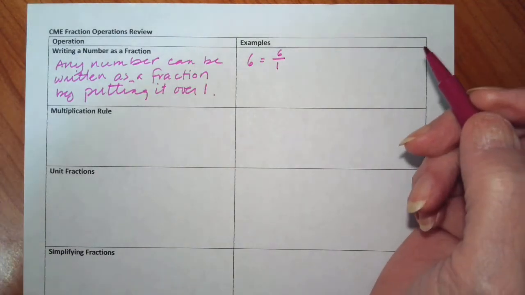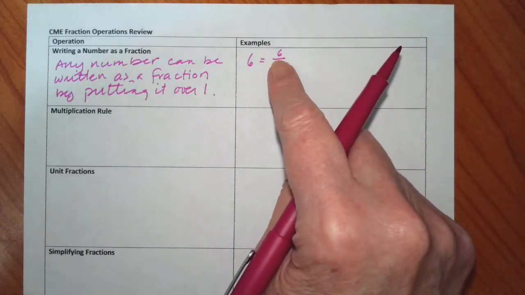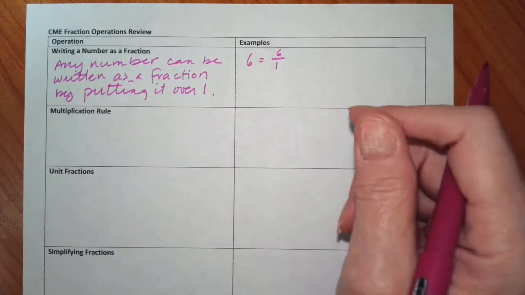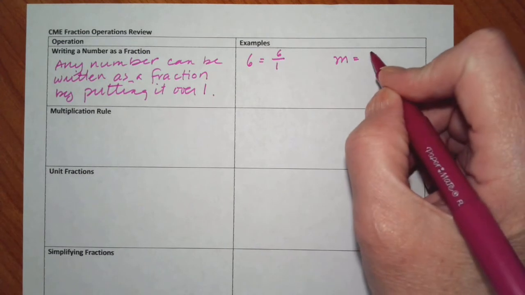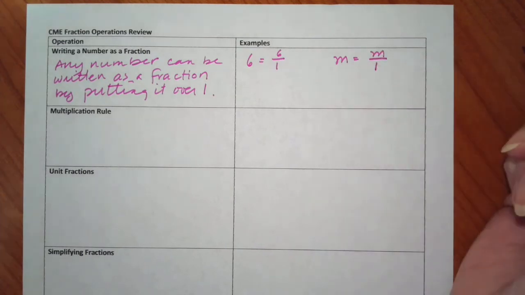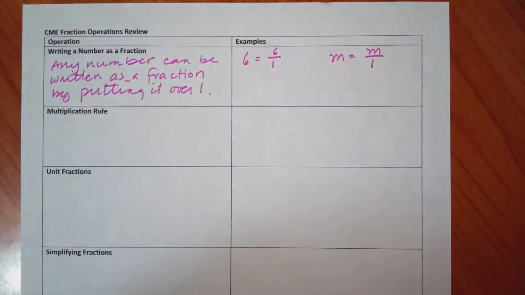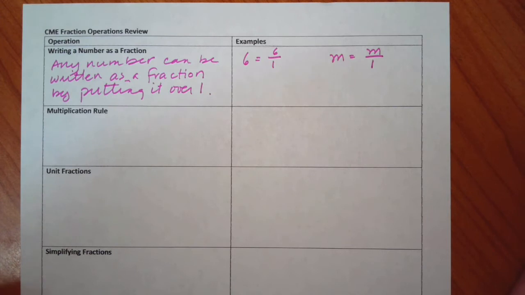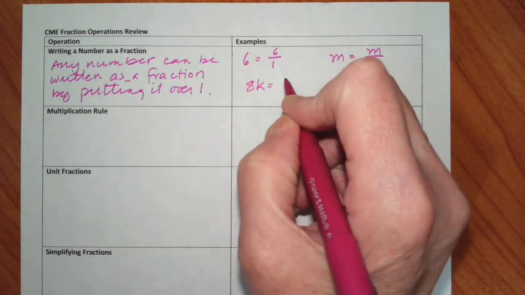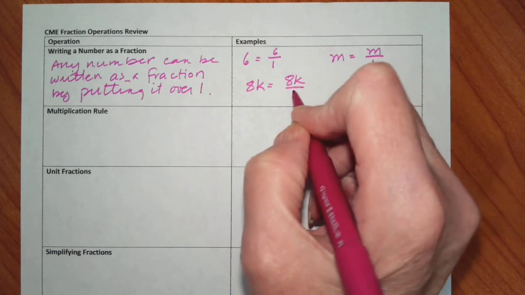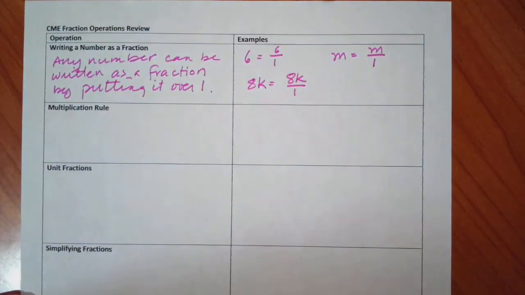If you divide by 1, remember fraction means division, so if you're dividing by 1, you just get the same thing. Same thing works with a variable. If you have some variable, or what we're going to be dealing with are units represented by letters, you can put it over a 1. And if you combine them, if you have 8k, then you can write that as 8k over 1. Now, why do you need to do that?